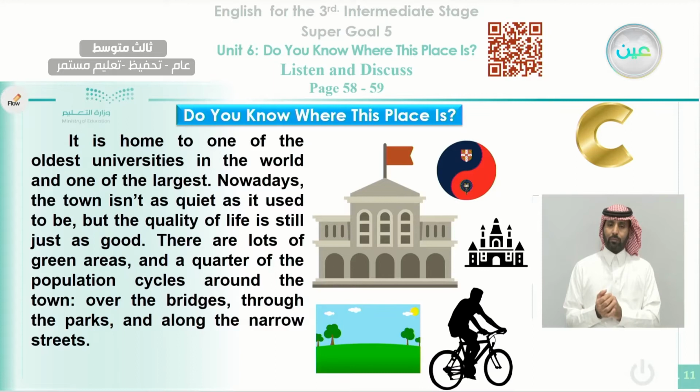It is home to one of the oldest universities in the world and one of the largest.